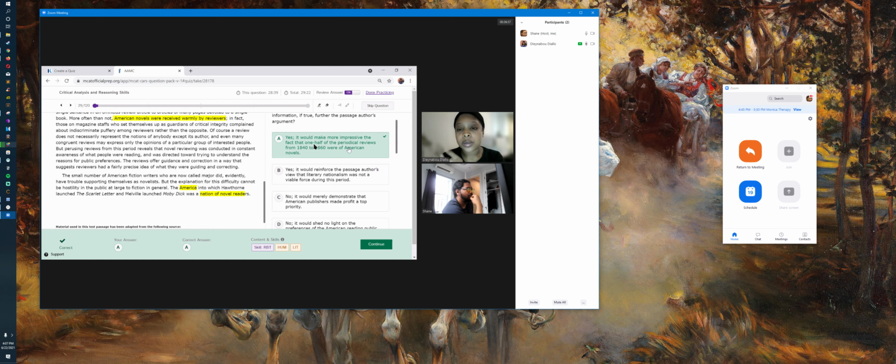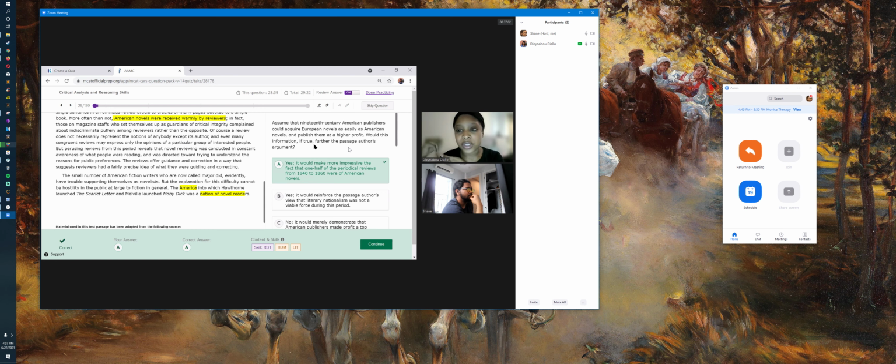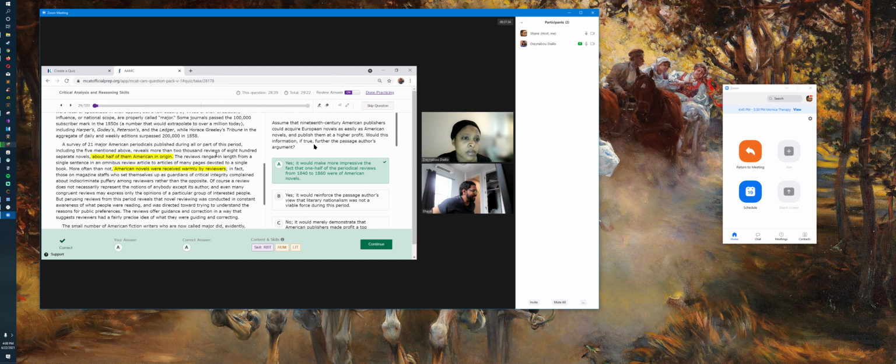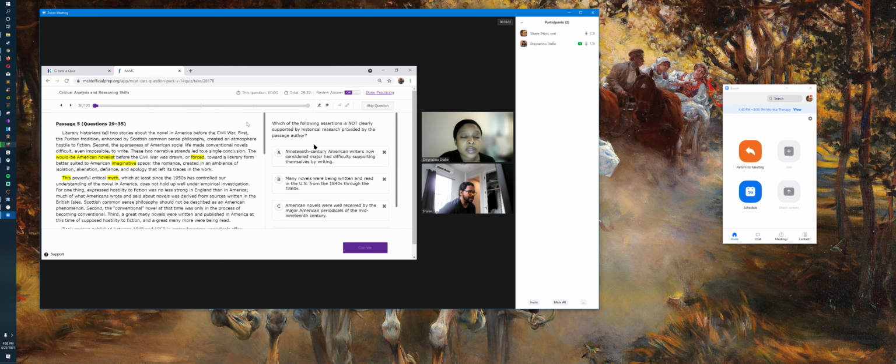Because if they are publishing European novels at a higher profit, but they're still one half of the periodical, what it says in A, that they're American novels, then that means that they are selling a lot of American novels. Yeah, it makes it more impressive, right? Because at first it's basically saying that half of the novels that were published were American, and you make less money if you publish American novels, yet half of them still are American. It makes it more impressive. That makes complete sense. And you see how we reasoned that out, right?